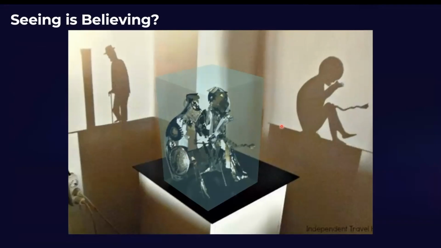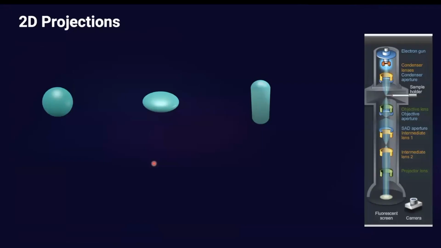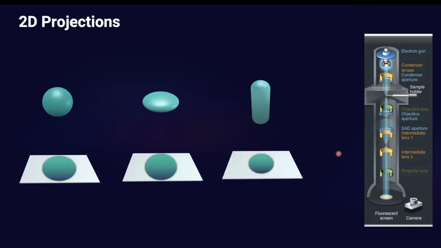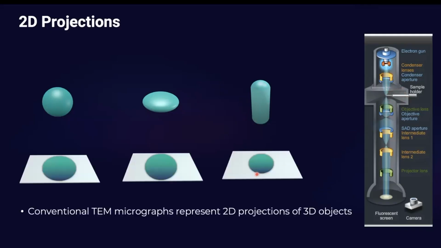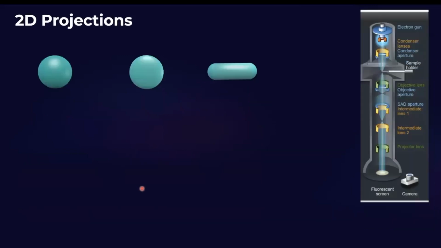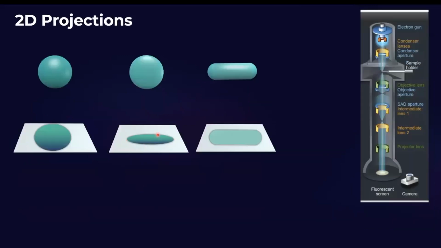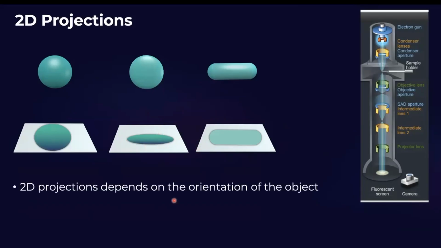So the problem with these images is they are all two-dimensional. How is it related to transmission electron microscopy? If I take three objects, a sphere, a disk, and a rod, because it's transmission, and I get a conventional TEM image, I will end up getting simply 2D projections of 3D objects. Now, if I rotate them, the sphere will look exactly the same, but the disk and the rod will look different. That means 2D projections depend on the orientation of the object.